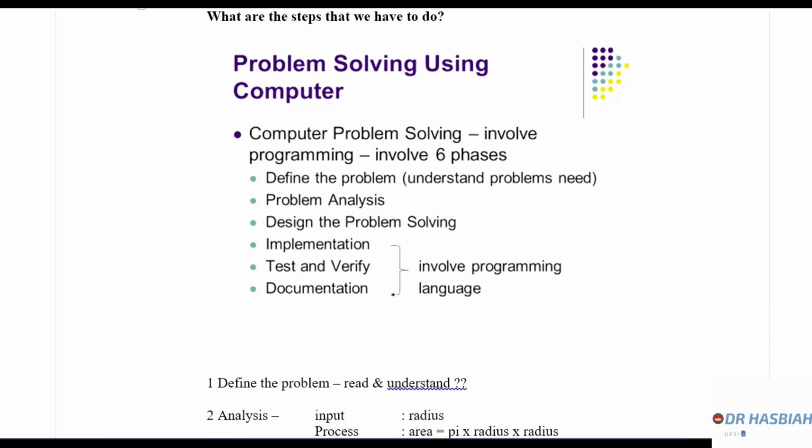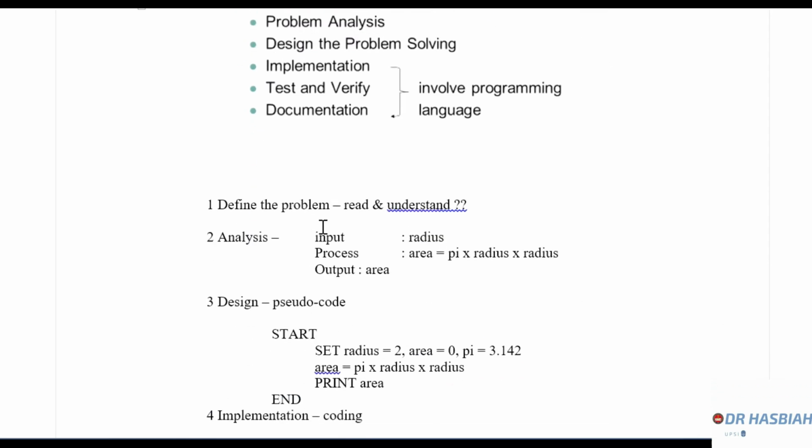So if you have that problem, first you have to define the problem, you have to read and understand it. The problem is very simple, just calculate the area of the circle, so you don't have any problem defining it. After that you do the analysis, where you define the input, process, and output. In this case the input is given: the radius equal to 2. Then you calculate the area, pi times radius, and you get the output. You plan to get the area of the circle. So this is the analysis.